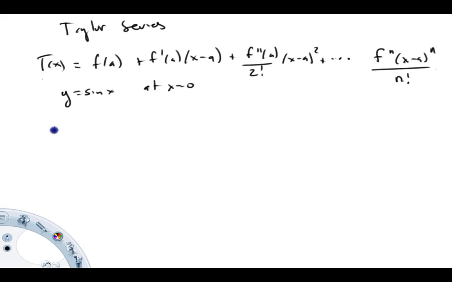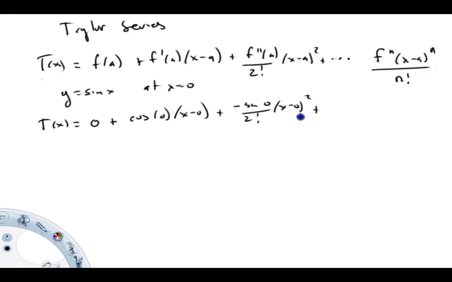So the Taylor series for sine x is going to be f of 0, sine of 0 is 0, plus f prime, the derivative of sine is cosine of 0 times x minus 0, plus f double prime, now that's going to be the derivative of cosine, which is minus sine of 0 over 2 factorial times x minus 0 squared, plus, I'm going to go ahead and do one more term here.